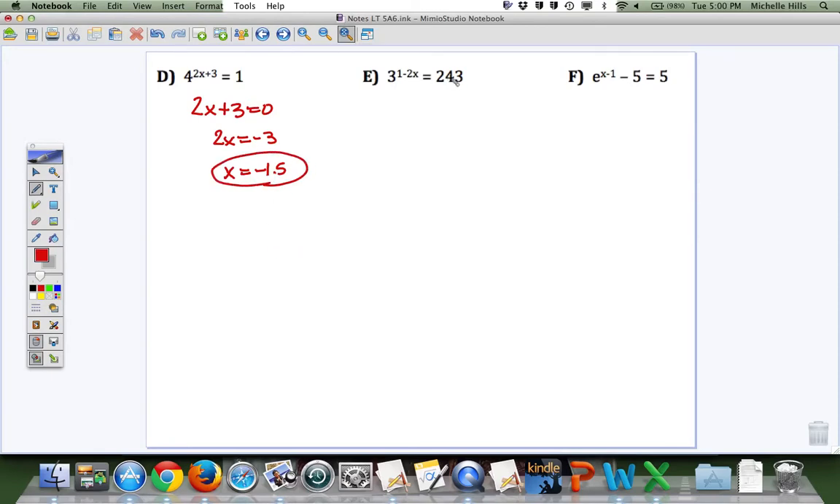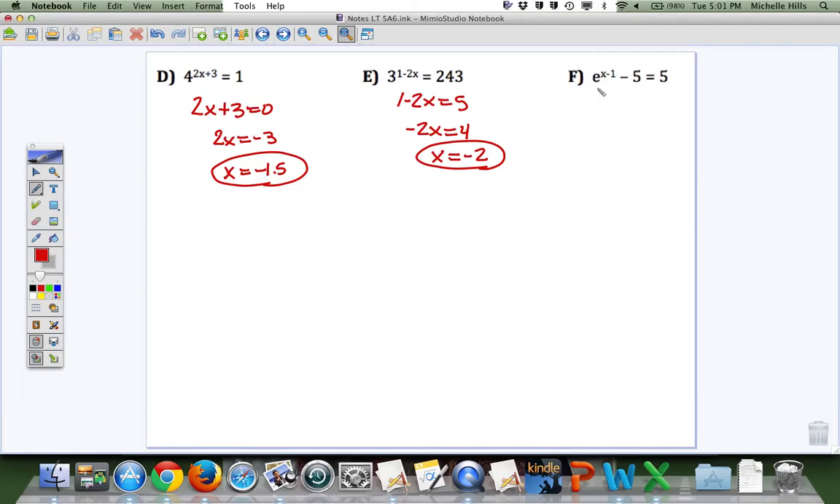Likewise, 243 is a perfect power of 3, because 3 to the 5th power equals 243, which means 1 minus 2x would have to equal 5. Subtracting 1 from both sides, negative 2x would have to equal 4. Dividing both sides by negative 2, x would equal negative 2. Now I could solve these things by changing them to logarithmic form and then using properties of logarithms. In this case, though, they work out perfectly and it's shorter, and I'm lazy.